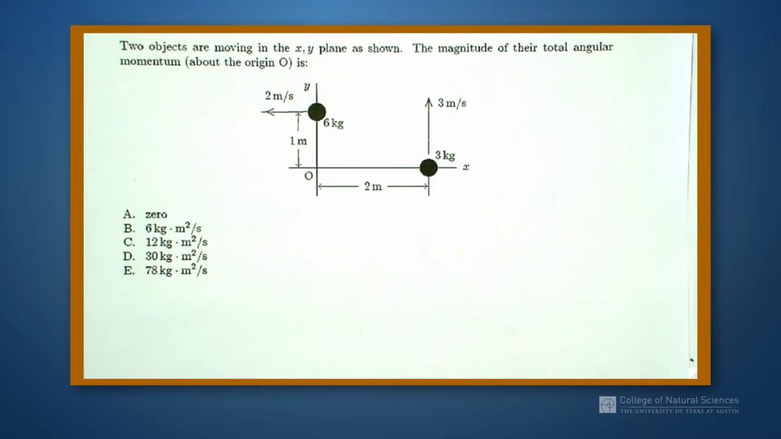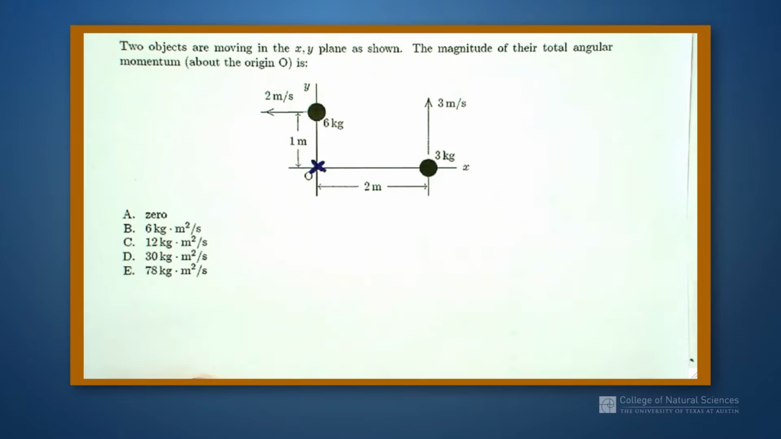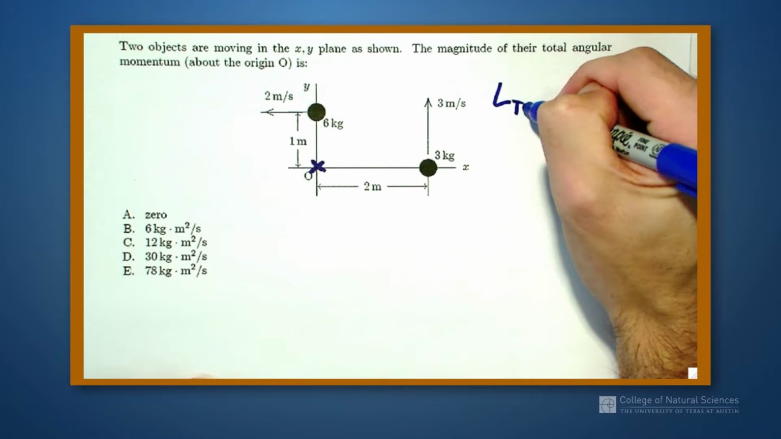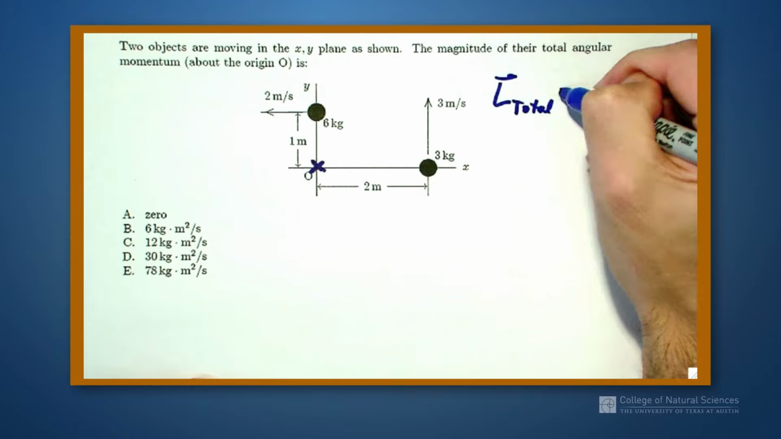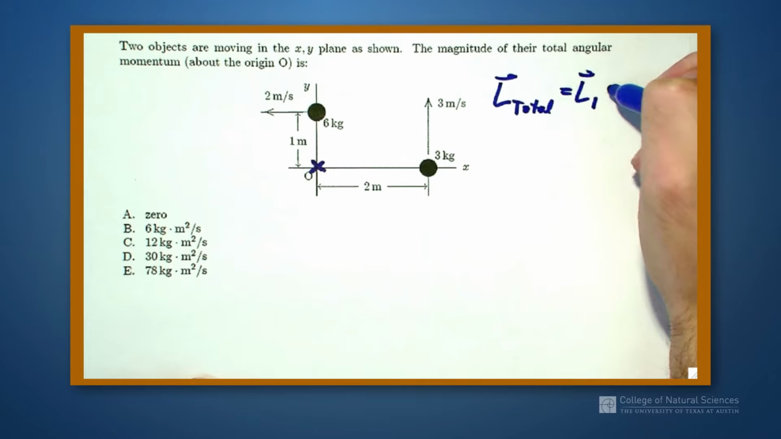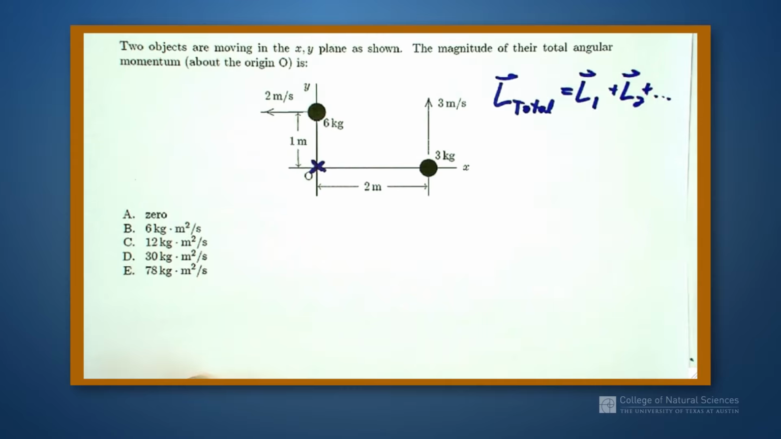So this question has two different masses that are in an xy plane, and we want to figure out what the total angular momentum is about the origin. And the origin is a nice little spot right over here. So I need to calculate my total angular momentum, which is just the angular momentum of 1 plus the angular momentum of 2 for all my masses.